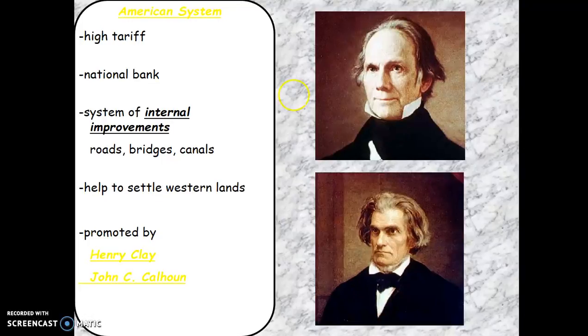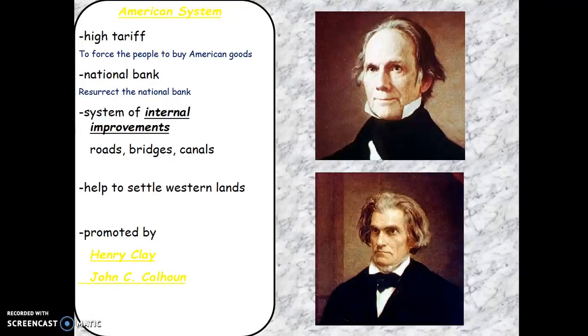One of the first things they had to do under this American system was pass a high tariff to force the people to buy the American good. That was the only way to guarantee that it would be cheaper than goods coming from other countries. They resurrect the national bank. They have to have a system of internal improvements, roads, bridges, canals. All these goods don't mean anything if you can't ship them and move them to different parts of the country.